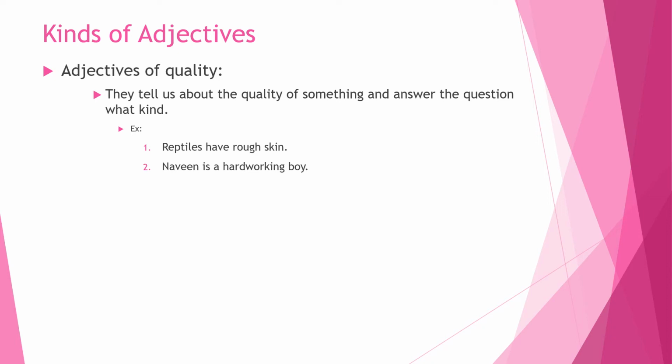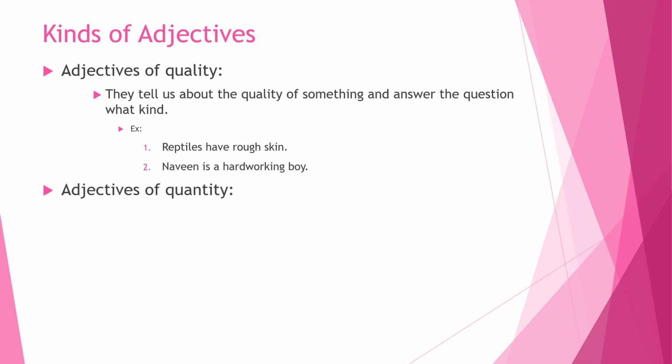It is answering the question, what kind of boy is Naveen? He is a hard-working boy. So, hardworking is an adjective of quality. Adjectives of quality tell us about the noun, the quality of a noun or something.